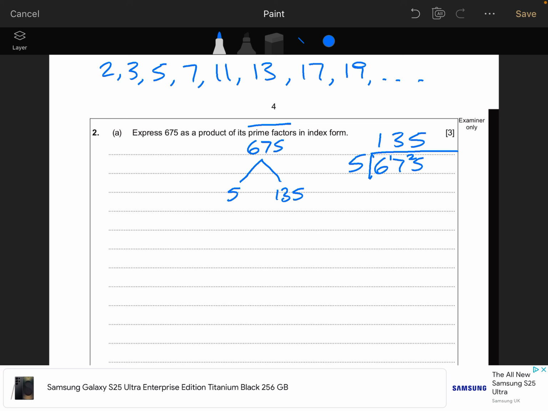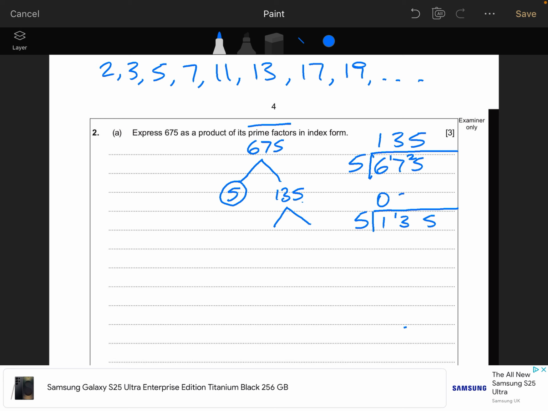So are either of the 2 numbers, the 5 or the 135, prime? Well, yes, 5 is. So if I find a prime number, I circle and I stop. I don't need to do any more with that 5. Coming over to the 135 though, that isn't a prime number. It's too big, but also it's got a 5 at the end, so again it divides by 5. So I'm going to do what I've just done. 5 into 135. It won't go into 1.